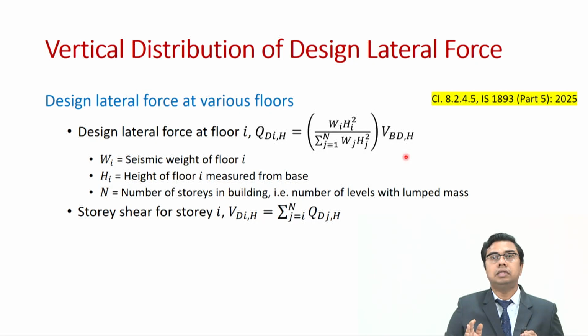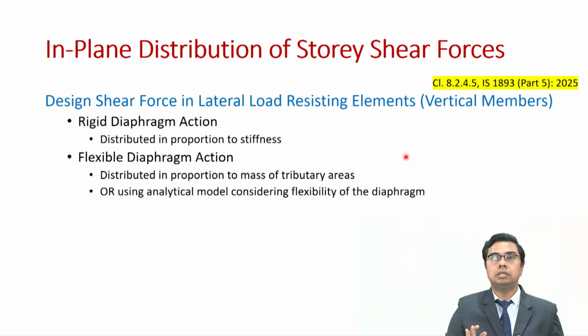Once we have the design lateral force at various floor levels, and once we have the story shear known to us, it is time to distribute this story shear as forces among various lateral load resisting elements. What are the different lateral load resisting elements? They are mostly columns and shear walls in case of reinforced concrete buildings.